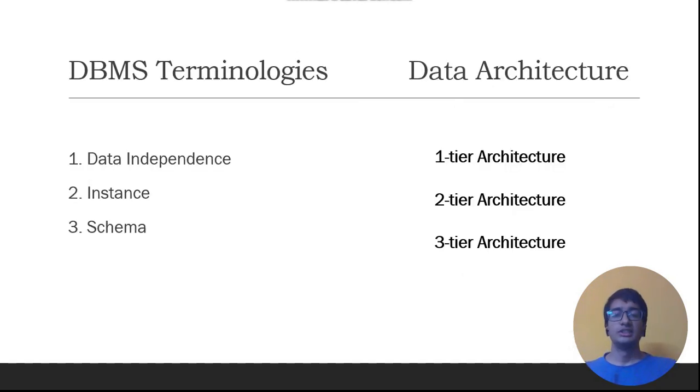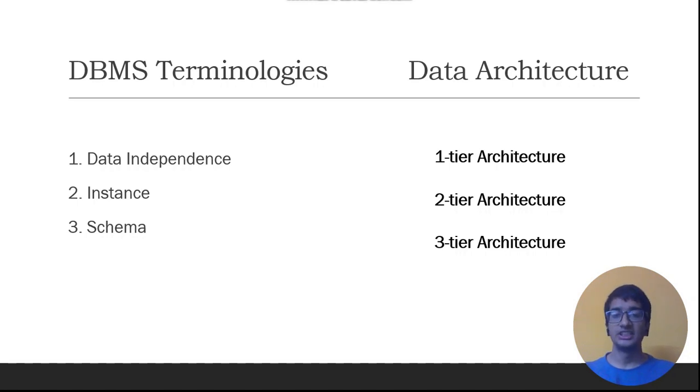The next upcoming thing is DBMS terminologies. DBMS terminologies is again divided into three parts, the first being data independence. Data independence is the capacity to change the schema at one level of the database system without changing the schema at the next higher level. The types of data independence are logical data independence, which is the ability to change the conceptual schema without altering the external schema. And the second type is physical data independence. It is the ability to change the internal schema without affecting the conceptual schema.